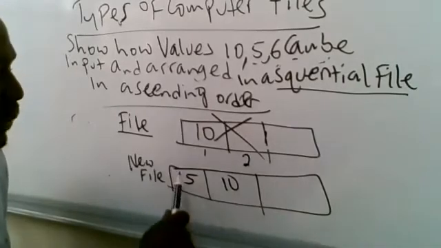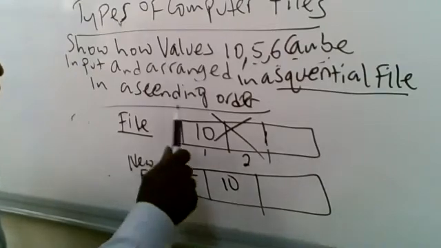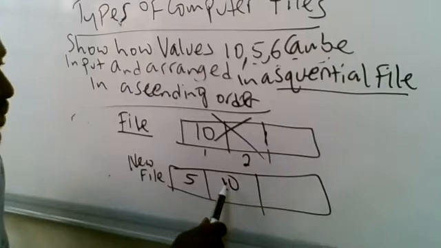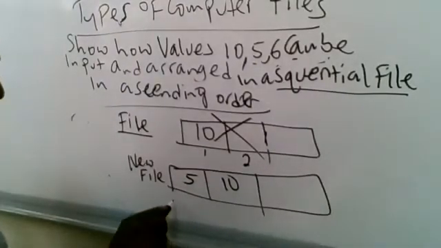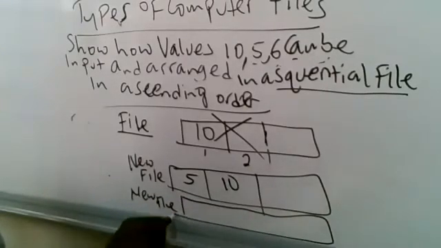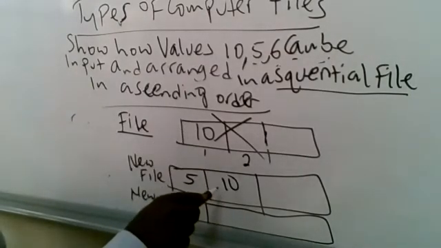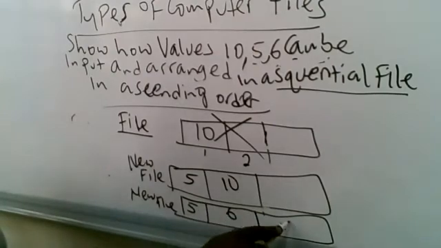So it will check if 6 is less than 5, and 6 is not less than 5. So it will move on to compare 6 and 10. Actually, after comparing 6 and 5 and realizing that 6 is not less than 5, it will just create a new file here and transfer 5 in its position. And when it comes to 10 here, it will compare 6 to 10, and 6 is less than 10. So it will copy 6 to this position and 10 there.